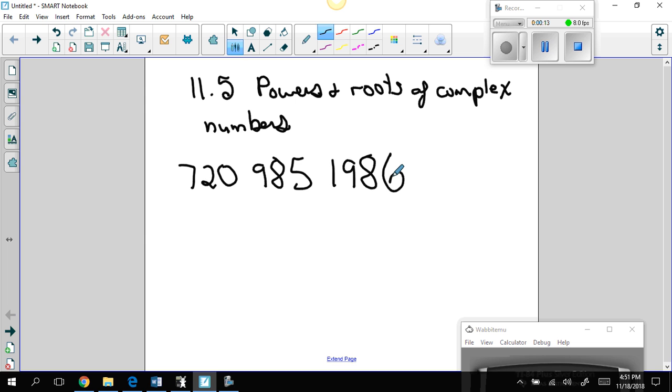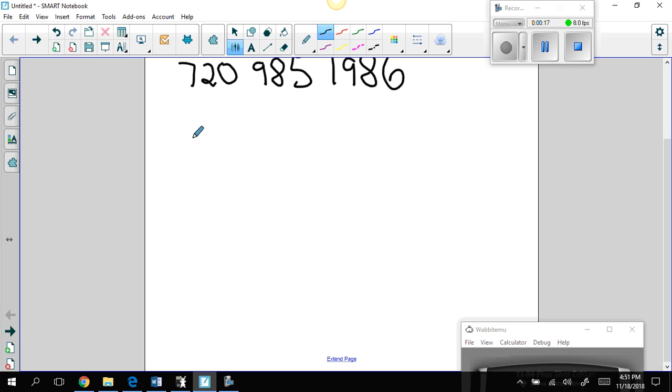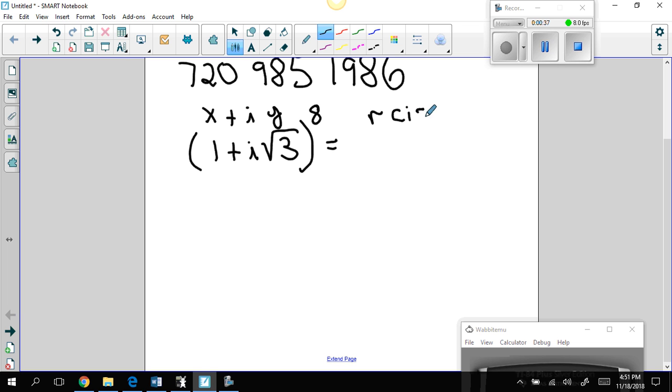This is our second to last section, and I already lectured over this. So let's just find a good problem. 1 plus i radical 3. And of course, they're going to give me a unit circle angle here. I'd like to take this to the eighth. Well, I don't like the x plus iy form, so I'd like to convert it to r CIS theta.